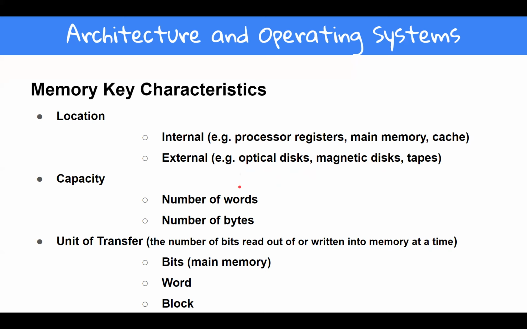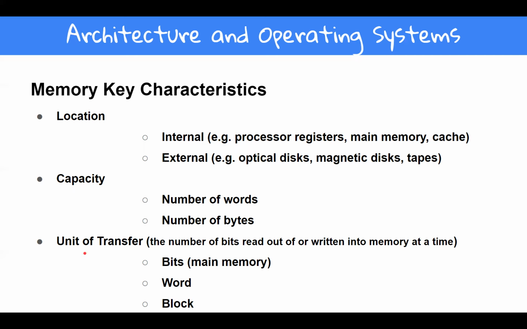The other one is capacity: how we measure the capacity of the memory. One way is based on the number of words. If you remember, in the IAS machine, we said that this machine has 1,000 words, and each word consists of 40 bits. That's one way to talk about the capacity of the machine, which is not common. The other one is the number of bytes. For example, these days we talk about gigabytes, megabytes, terabytes. This is another way that we can talk about the capacity of memories.